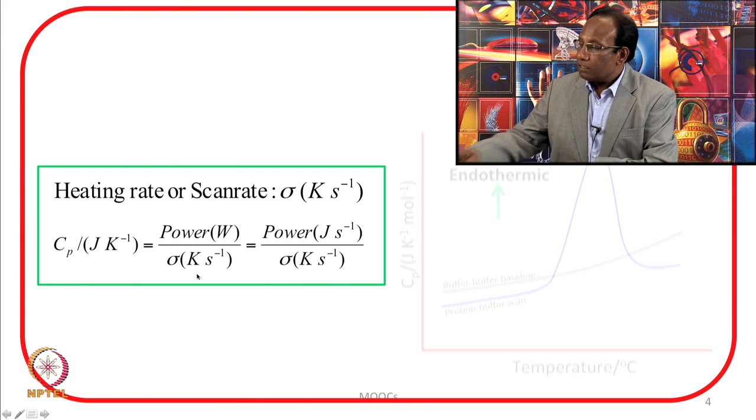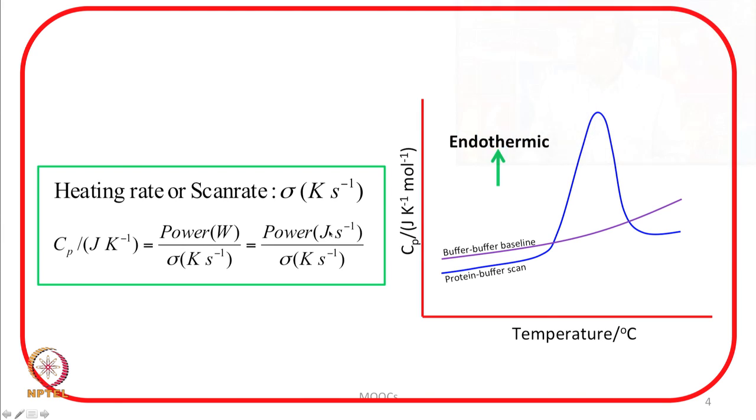As a result, now I can show the final output in terms of heat capacity. That is, if you normalize the power with respect to the scan rate, or divide the power by the scan rate, you will get heat capacity, and eventually I have a plot of variation of heat capacity as a function of temperature.